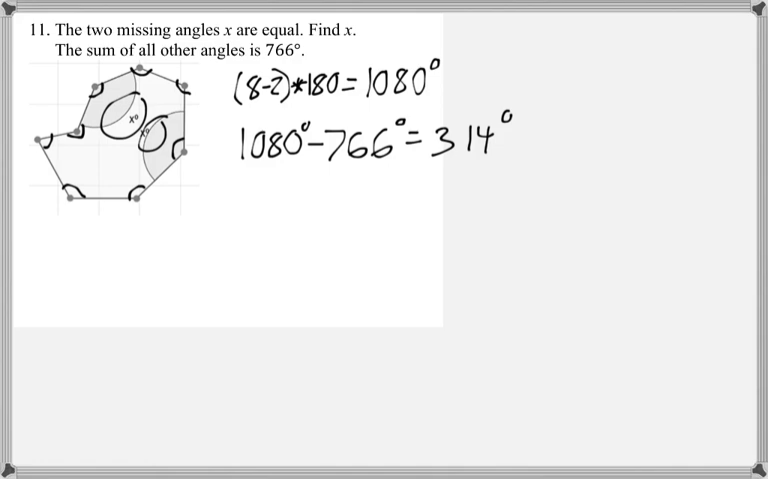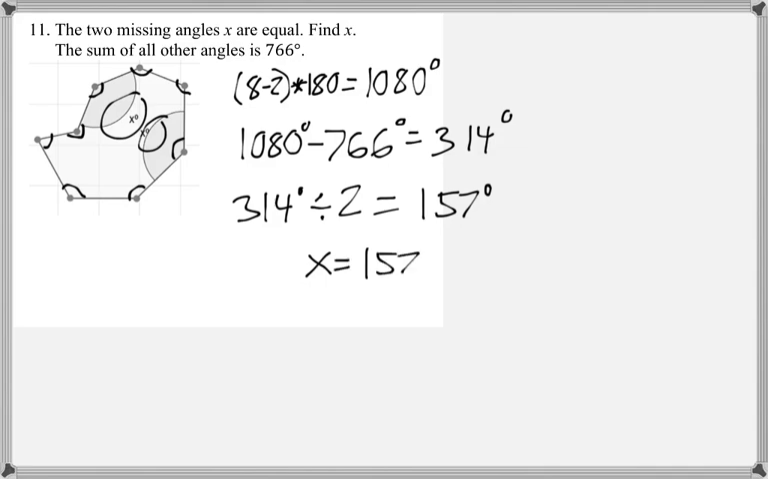So to get the individual x, I need to take 314 and divide it by 2. So 314 divided by 2, we get 157. So x itself is 157.